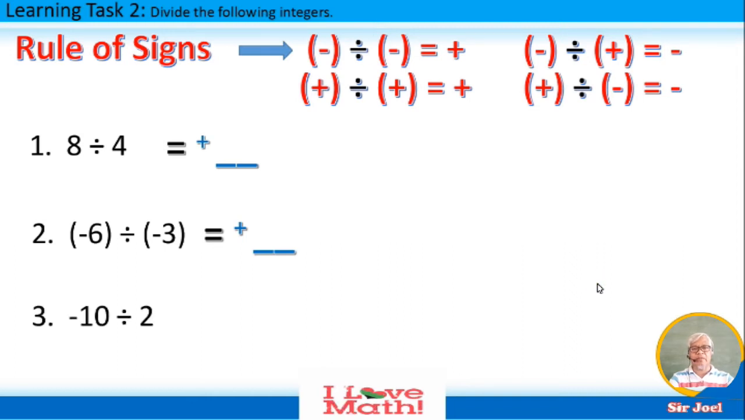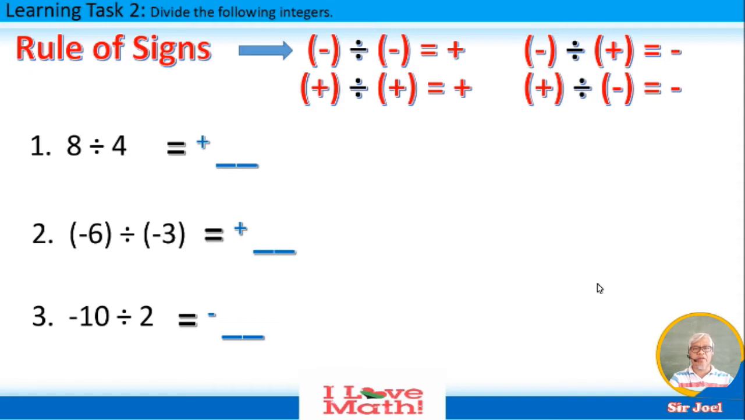Next, example number 3. Negative 10 divided by 2. Look at the signs given. Negative, positive. So, unlike signs. Expected that the quotient is negative. Negative what? Ano ba yung 10 divided by 2?